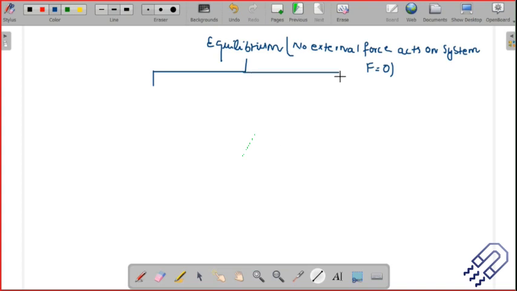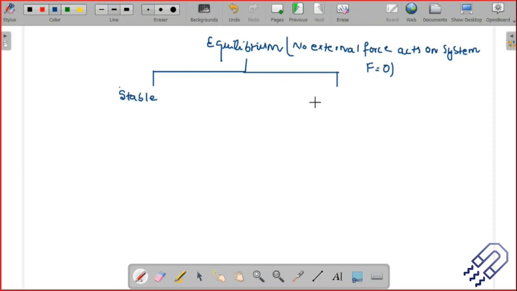No external force. Hello, sir. Sir, we cannot say no external force, right? An external force can be balanced by other forces. Exactly. The thing is, no external force acts on the system means that the total external force acting on the system should be zero. Yes, an external force can be balanced by other forces. We can balance it, and then we can say that the system is in a stable state.